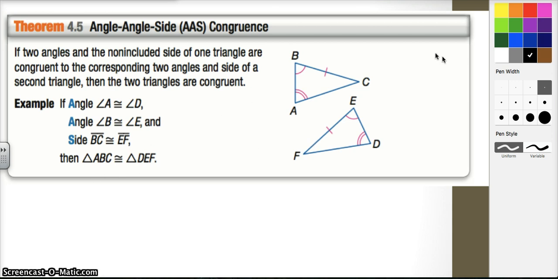Let me break it down a little bit. Let's say we had these angles being congruent to one another, and then let me change the side. Let's say instead of this side, EF is congruent to AC. Would that be an angle-angle-side situation?